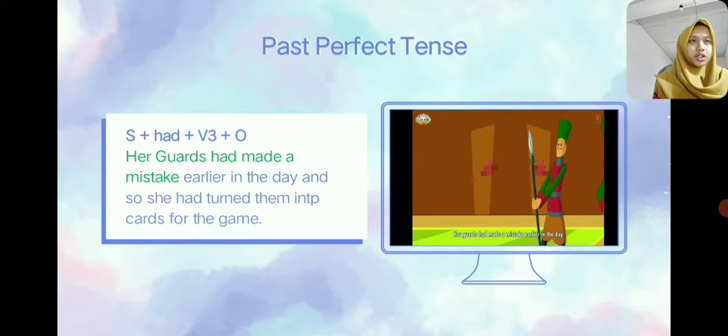The situation in this sentence happened before another action happened in the past. The guard had made mistakes in this situation before the king gave the punishment. And with the words "she had turned," this happened before the other situation would happen. In these short stories, I could only find one example of past perfect tense because there is just one sentence which is suitable with the formula of past perfect tense.